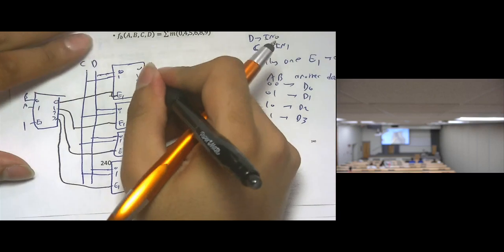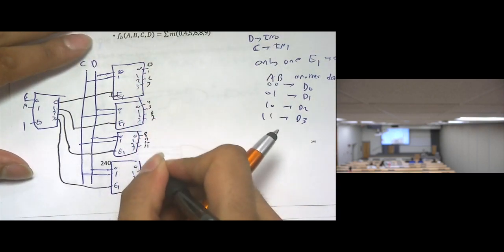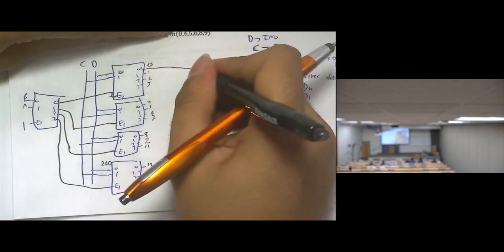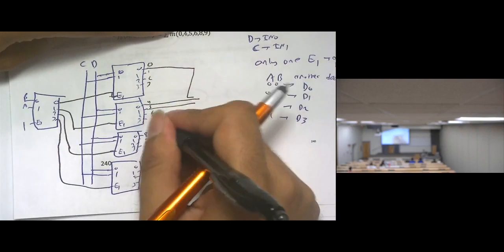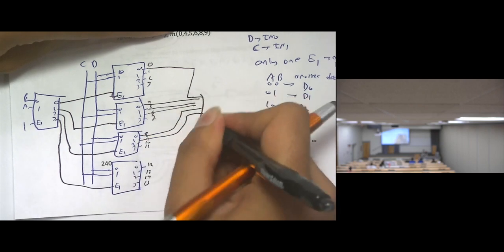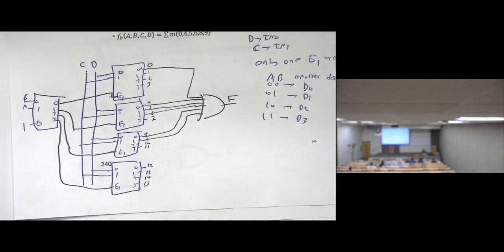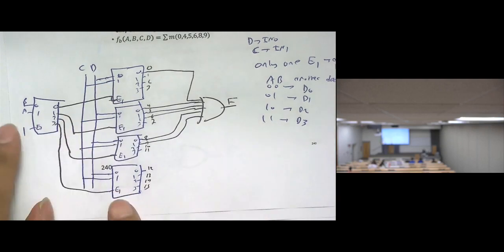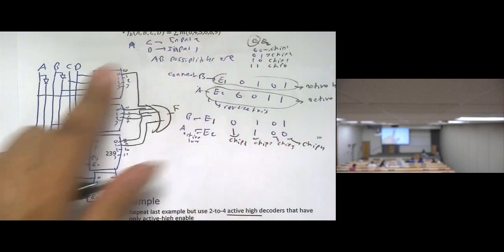Now, I can say this is 0, 1, 2, 3, 4, 5, 6, 7, 8, 9, 10, 11, 12, 13, 14, 15. Let's take my function: 0, 4, 5, 6, 8, 9. They are all ORing. Okay? Any questions? So that's it. This is the idea. Here is if one enable, active high. The previous one was 1 enable active low, and this is 1 enable active high.